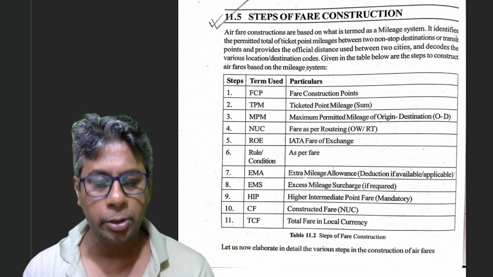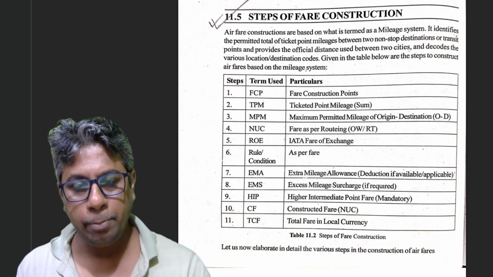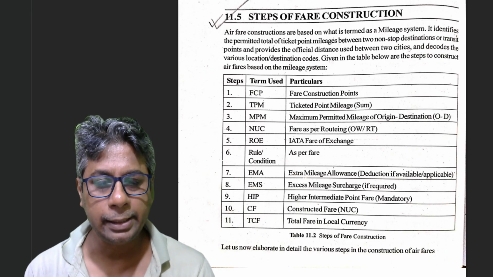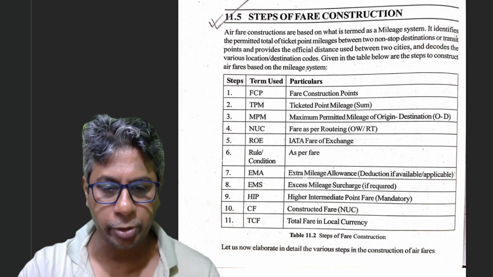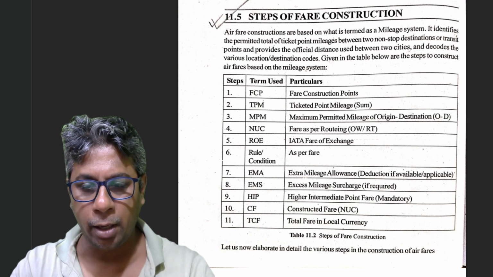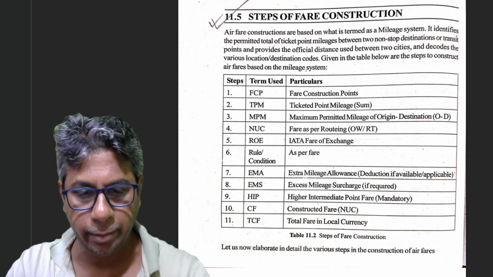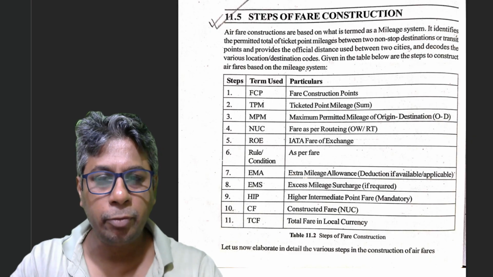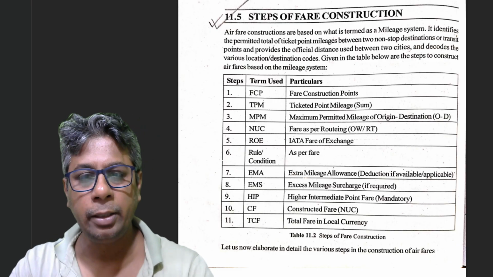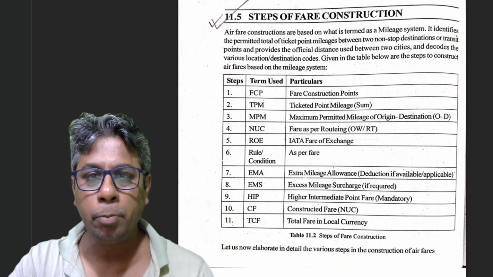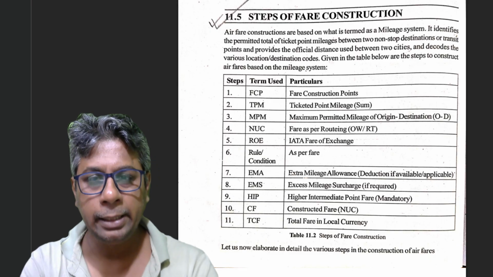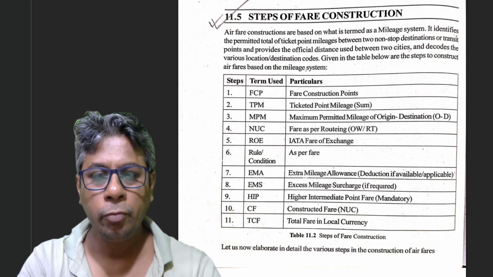Next, different rules and conditions will be applied. Next important step is EMA, extra mileage allowances. Next, EMS, excess mileage surcharge, if required. Next, HIP, higher intermediate point fare, must be calculated, mandatory. Next, CF, constructed fare under the NUC, neutral unit construction, and TCF, total fare in local currency. So these are the important steps of fare construction. Now we are going to understand fare construction in detail with a case study.